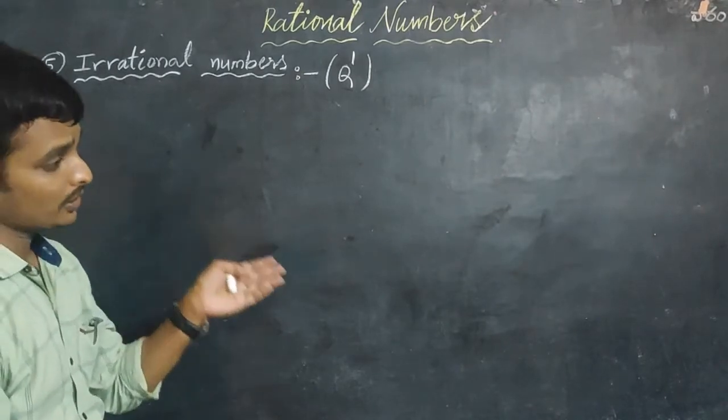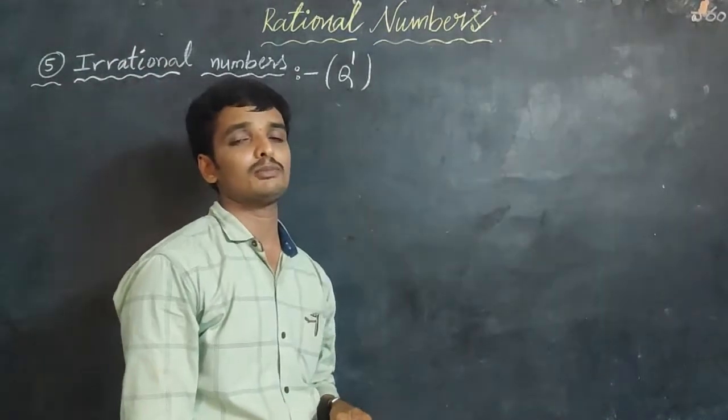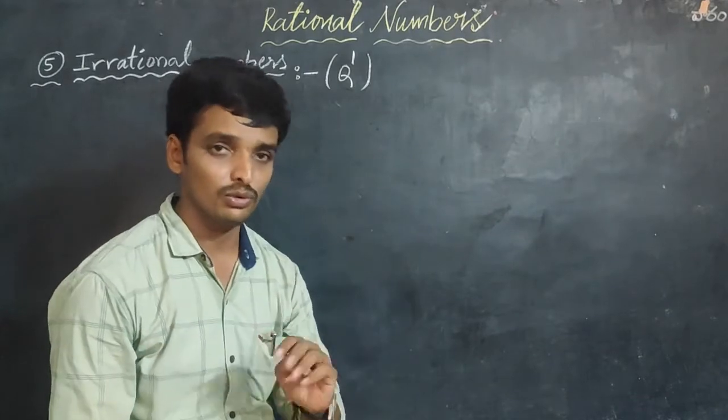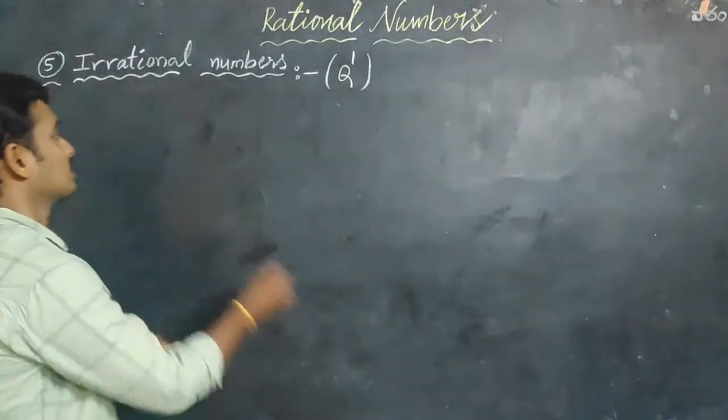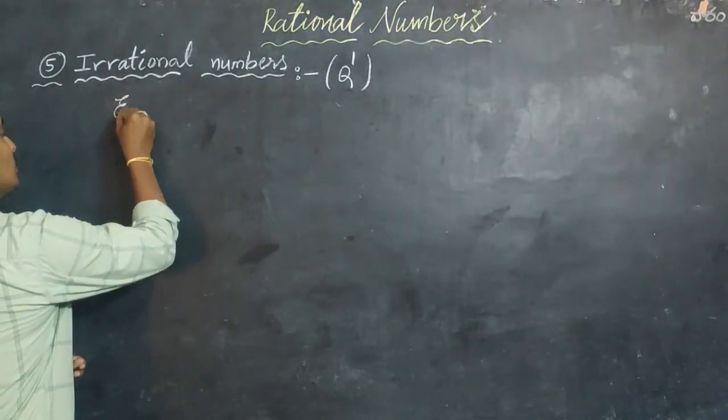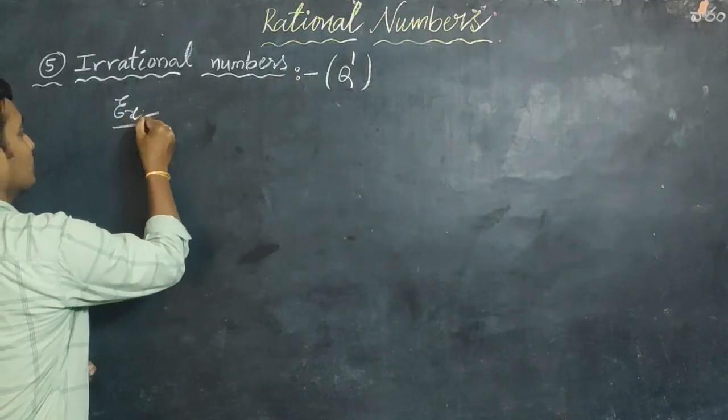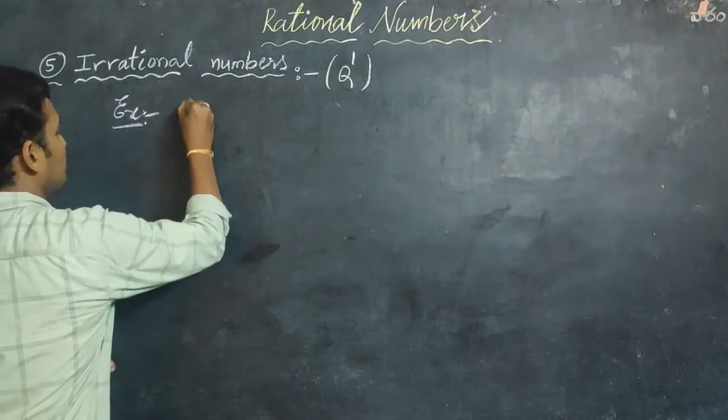Rational numbers are in p by q form, irrational numbers are not in p by q form. Examples of irrational numbers. We have to discuss some more. Those are pi.